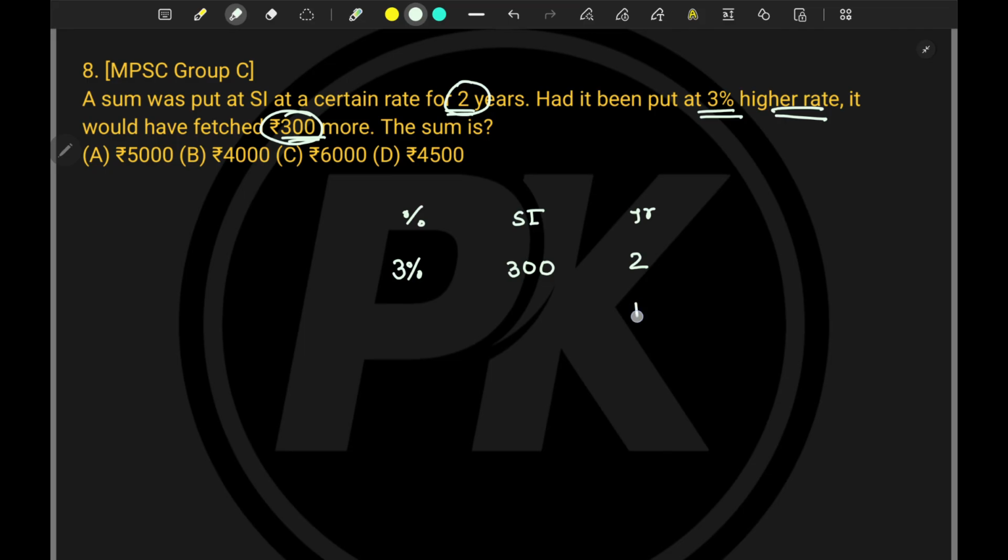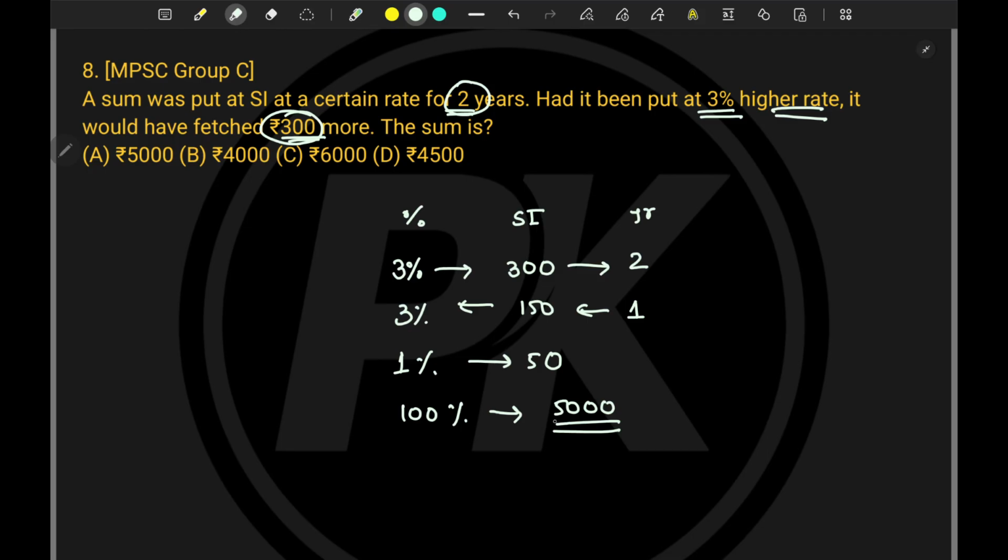Now for 1 year, so we went in this direction. Now for 1 year it is half, like 150, right? The rate of interest is 3%. Now 1% is one third, right? So divided by 3. So 3 fives are 15, so it is 50. So 1% is 50 rupees. That means 100% is what? Add two zeros, 5,000. So this is the principal amount. And what is the option? Option number A. Sounds easy? Great.